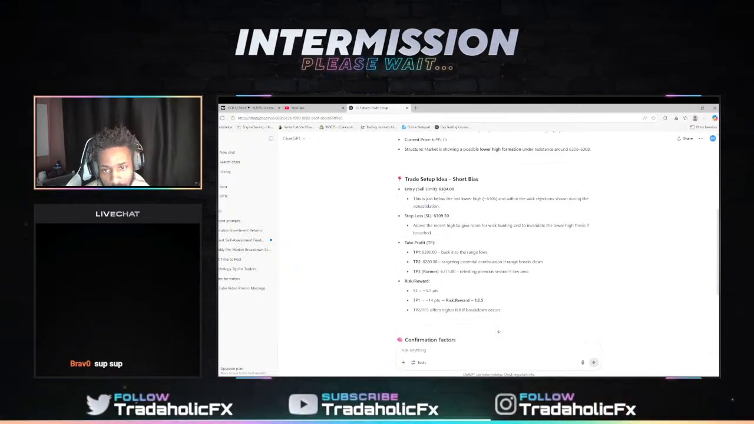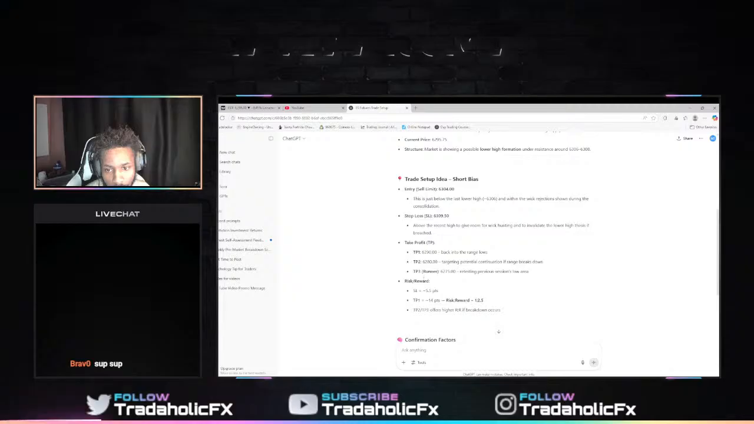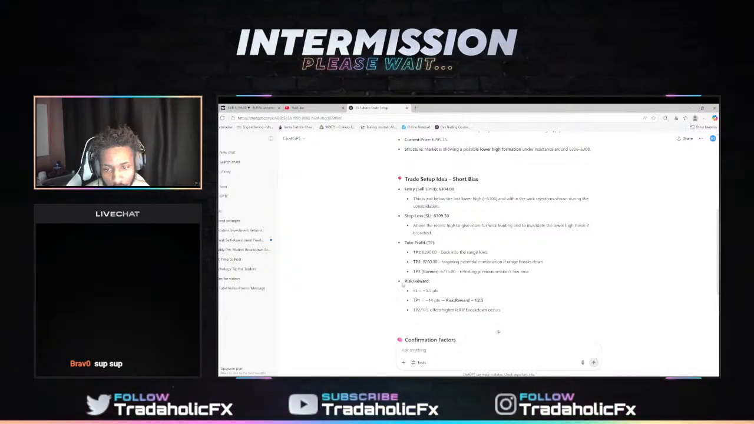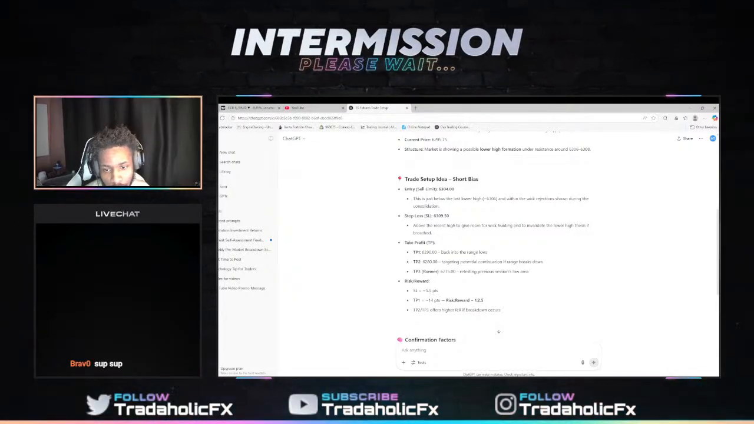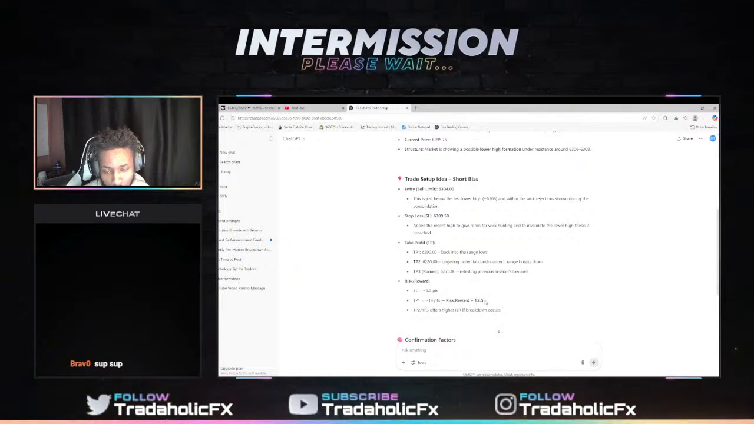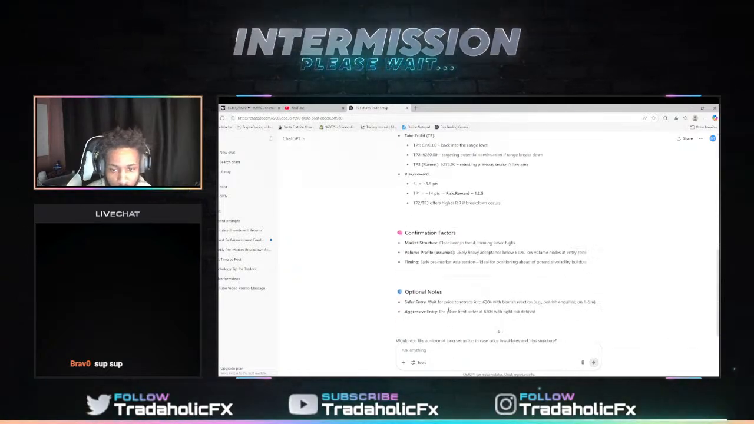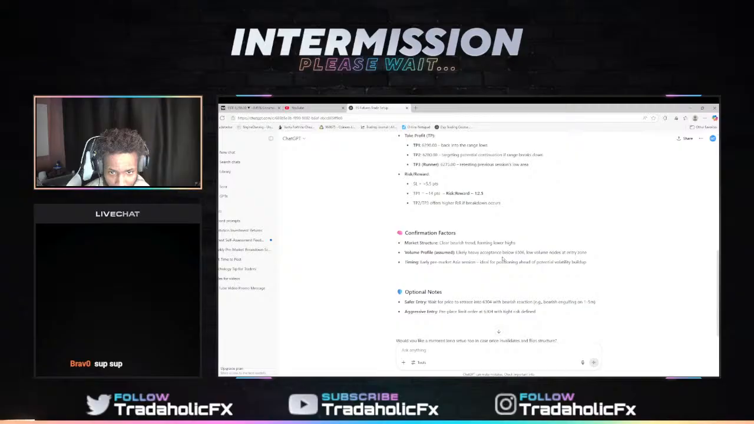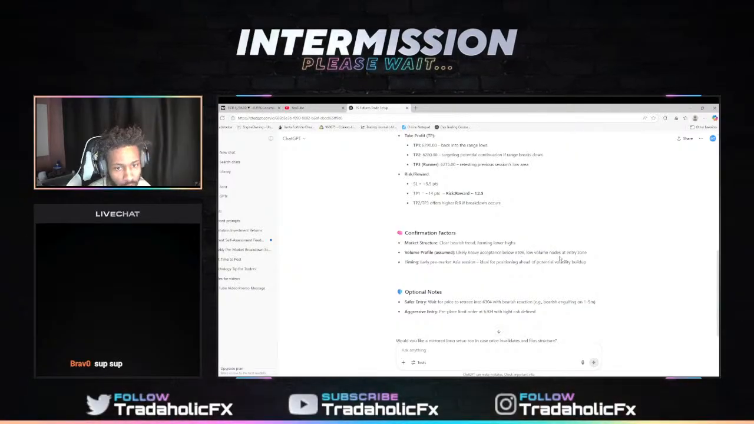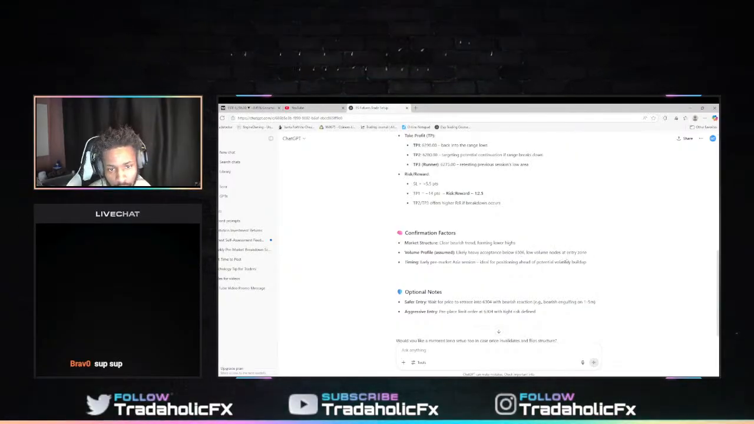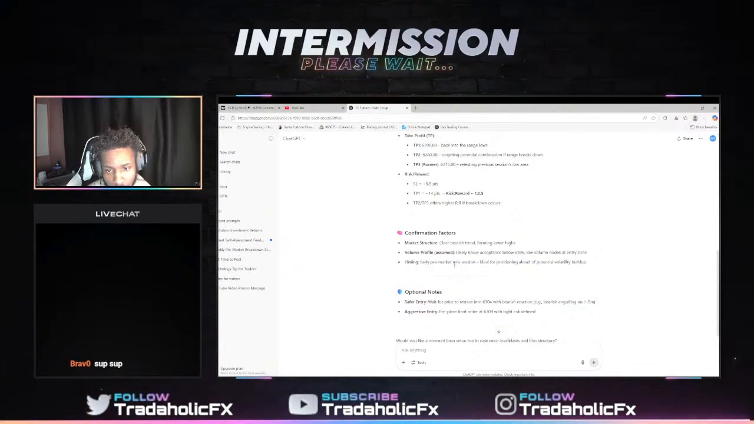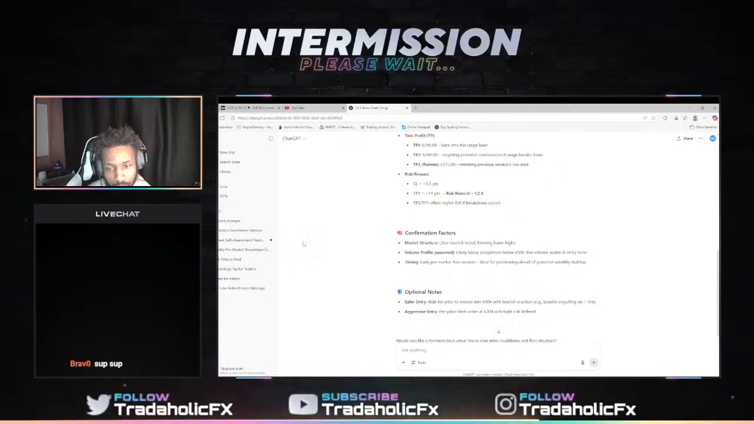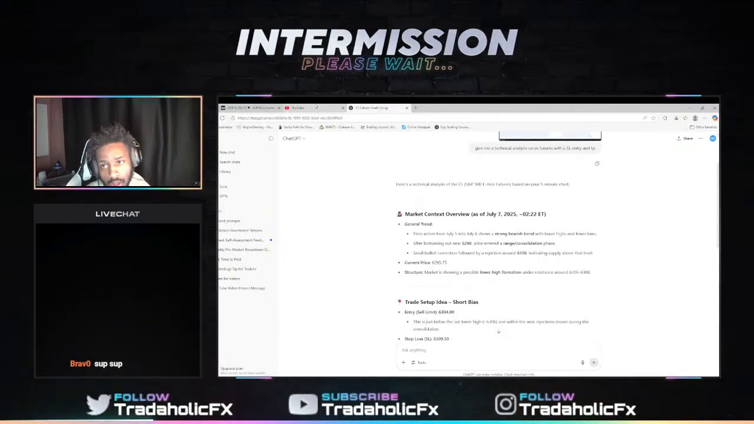Entry sell limit at 63.04. Stop loss, take profit. TP1, TP2, TP3 for runner. Risk reward: stop loss 5.5 points, TP1 14 points, risk reward 1 to 2.5, and so on and so forth. Confirmation factors: market structure, clear bearish trend forming lower lows, lower highs. Volume profile: assume likely heavy acceptance below 63.06, low volume nodes at entry zone. Timing: early pre-market session, ideal for positioning ahead of potential volatility buildup. Boom. It's a cheat code right here, bro.